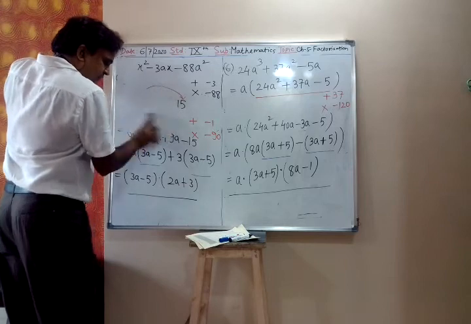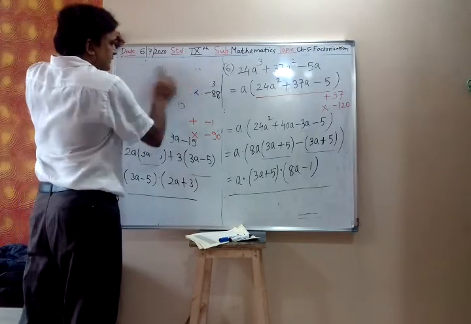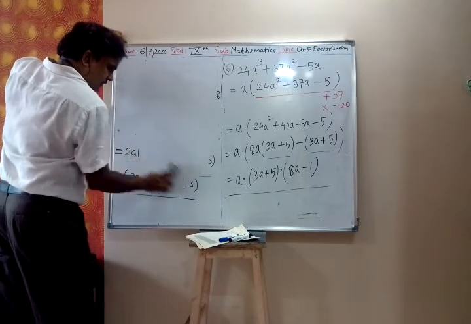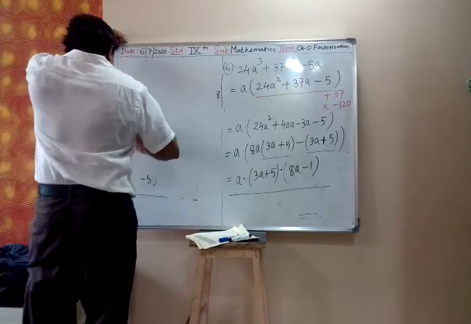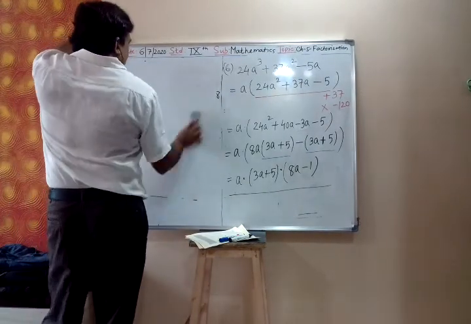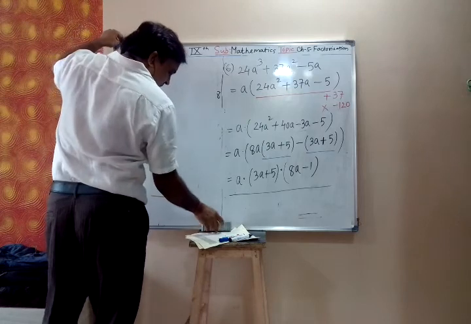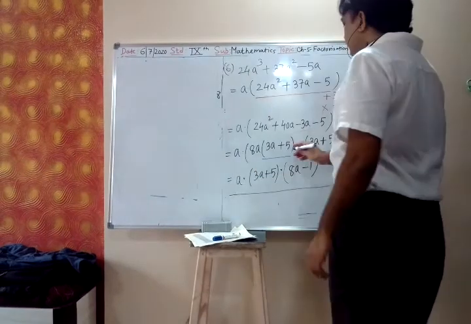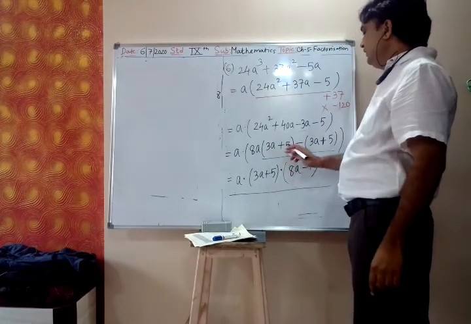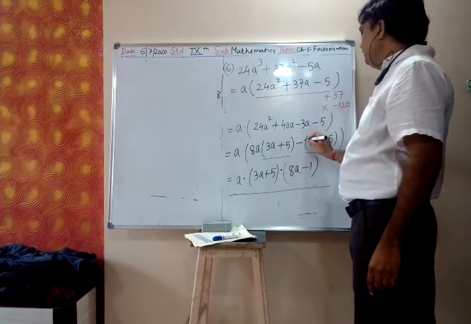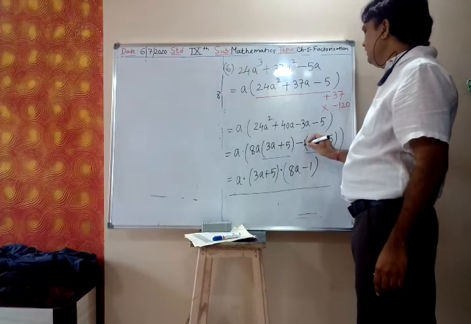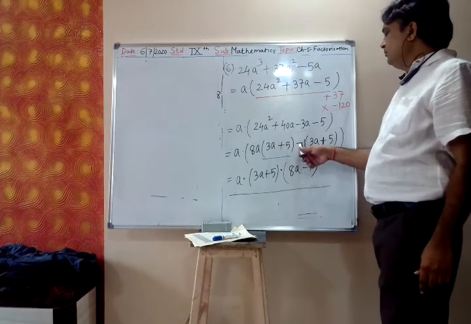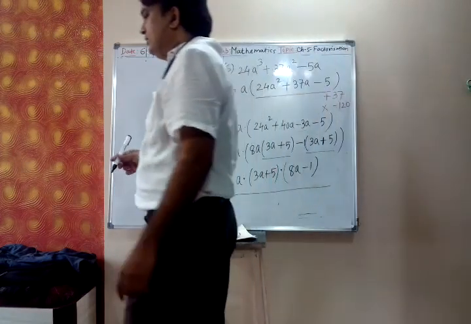Now 7, 8, let me give as homework. Still time is there. Because 3a plus 5 I have taken common, then what is left? 8a minus 1. Remember, minus means it is minus 1.